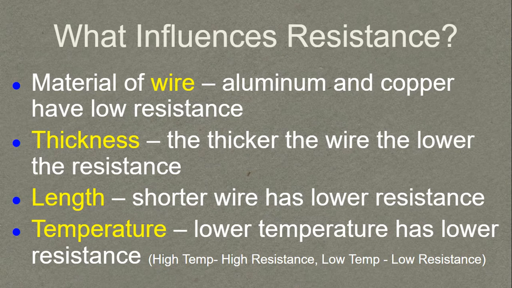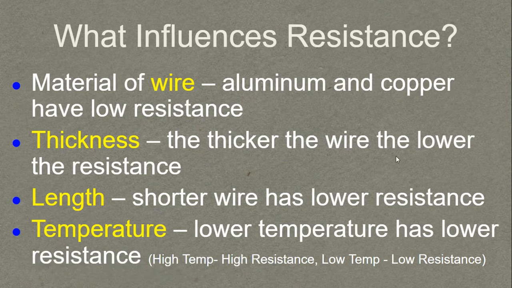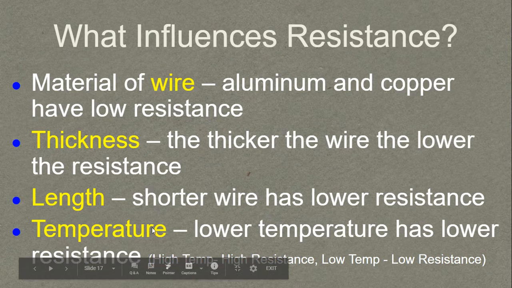So ideally, if you're building a circuit and you want the current to flow through as fast as possible, you're going to want a metal wire, perhaps made of aluminum or copper. You're going to want it to be very thick. You're going to want it to be very short, and you're going to want it to be cool. You want it to have a low temperature.